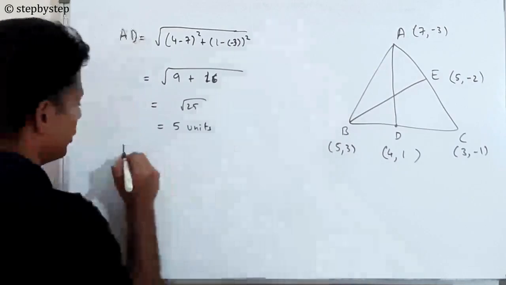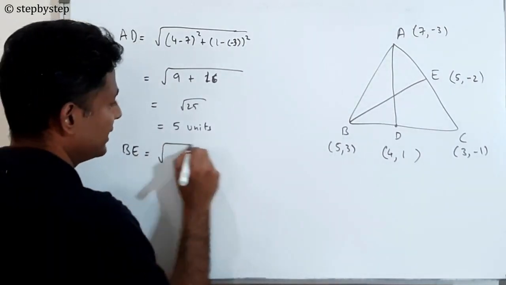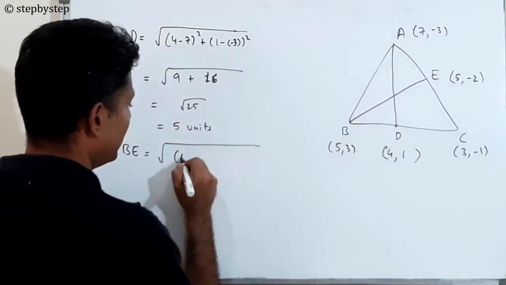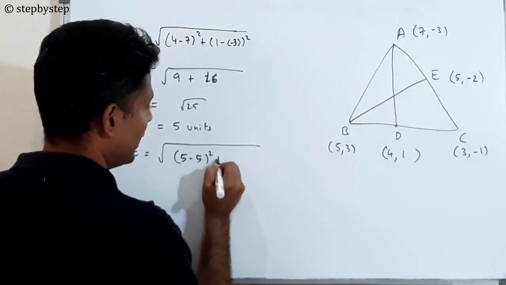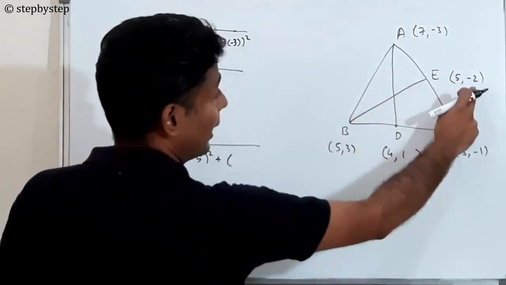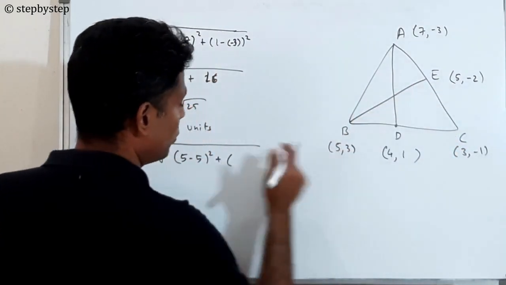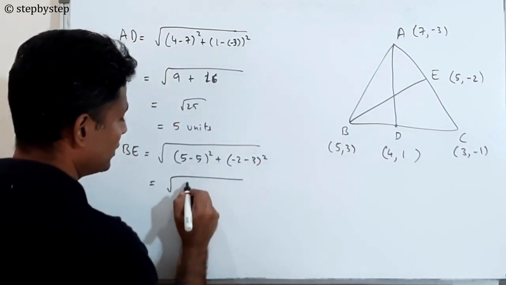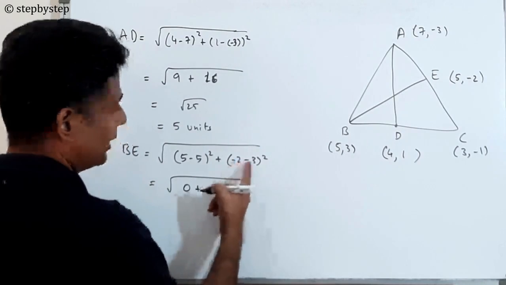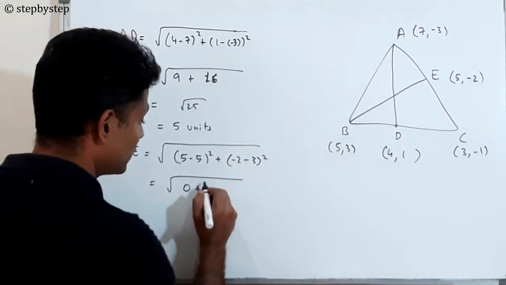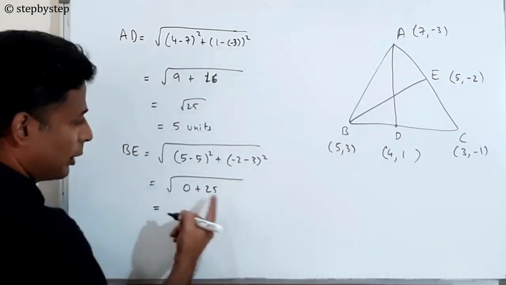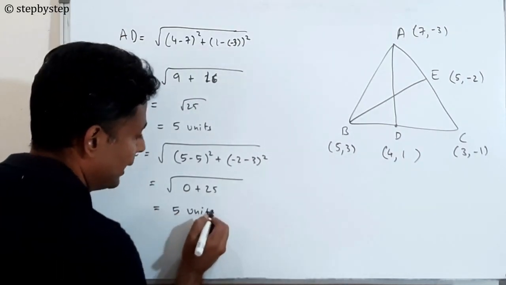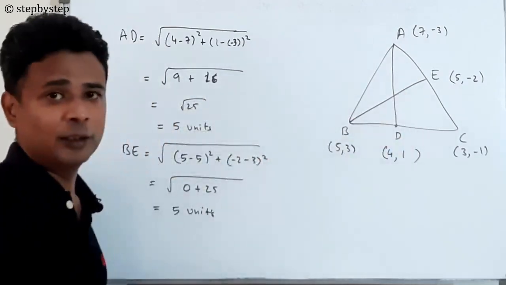Similarly, to find length of BE, again distance formula, x2 minus x1, so 5 minus 5 whole square plus y2 minus y1, that is minus 2 minus 3 whole square. So 5 minus 5, 0, 0 whole square is 0, plus minus 2 minus 3 is minus 5 whole square is plus 25. So 0 plus 25, 25, root of 25, 5 units. So length of both medians are 5 units.